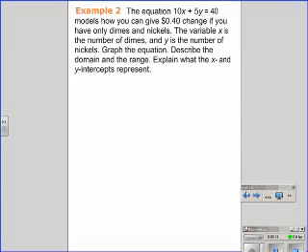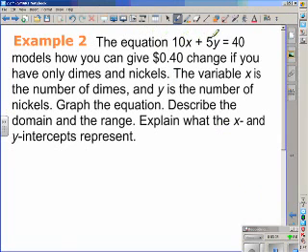Moving on to the second example, we have the equation 10x plus 5y is equal to 40, which models how you can give 40 cents change if you have only dimes and nickels. The variable x is the number of dimes, and the y is the number of nickels. We need to do three things here. Number one, graph the equation. Number two, describe the domain and the range. And number three, explain what the x and y intercepts represent.